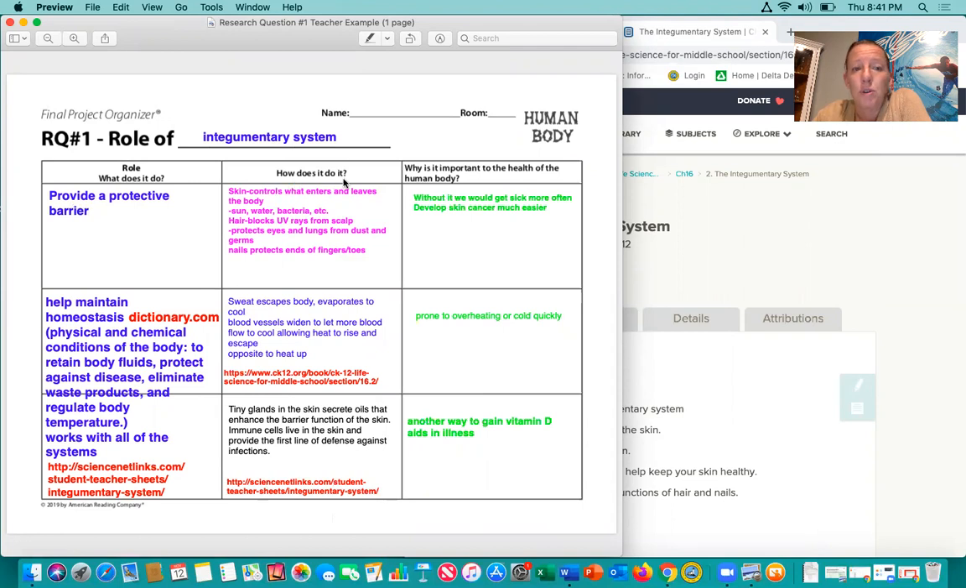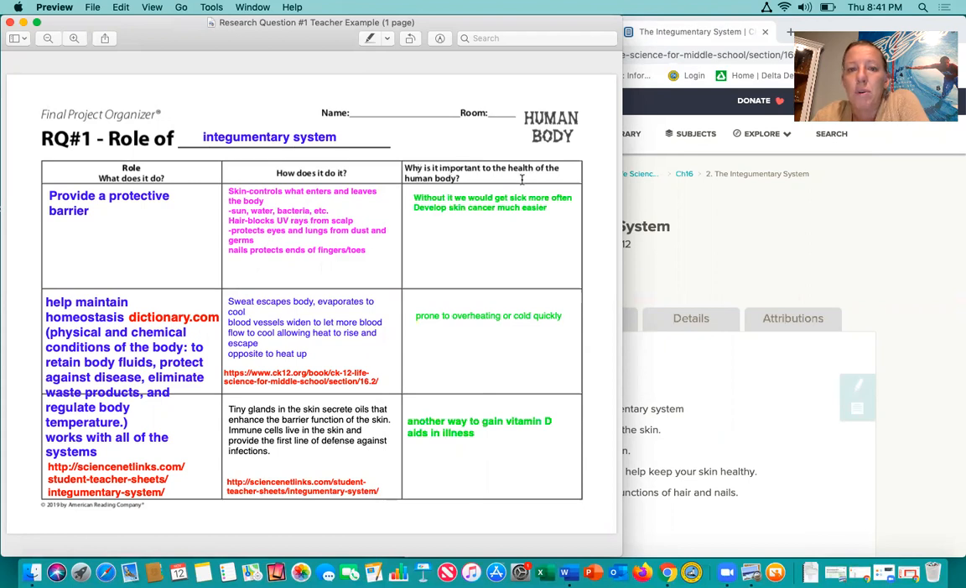And then how does it do it? So I said that one thing it does was provide a protective barrier. It does it because of skin. The skin controls what enters and leaves the body, including sun, water, bacteria, etc. Our hair is a part of this system, and it blocks those UV rays, and it protects our eyes and lungs from dust and dirt, and our nails protect the ends of fingers and toes.